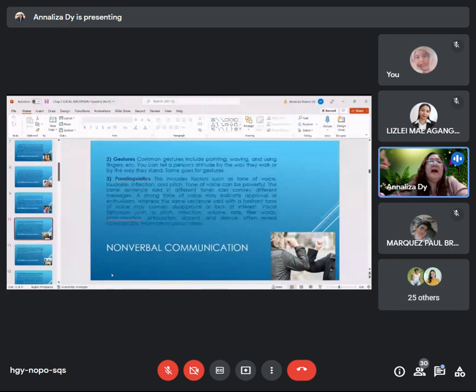Number three, paralinguistics. This includes factors such as tone of voice, loudness, inflection, and pitch. Paralinguistics are those other characteristics that accompany language. So there is the tone of voice and the volume, meaning you're able to send different messages depending on the tone of voice. The sentence itself might not be so offensive, but it depends on the way people say it. A strong tone of voice may indicate approval or enthusiasm, whereas the same sentence said with a hesitant tone of voice may convey disapproval or lack of interest.